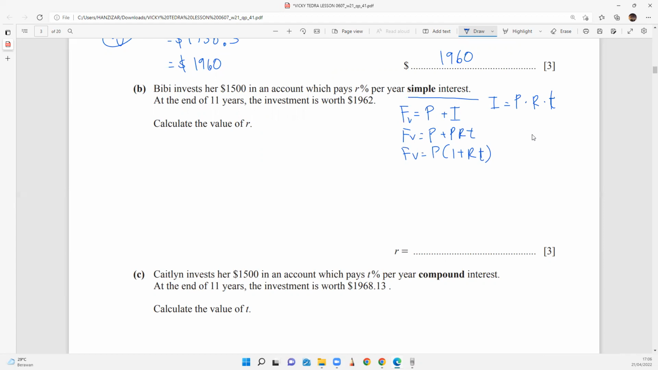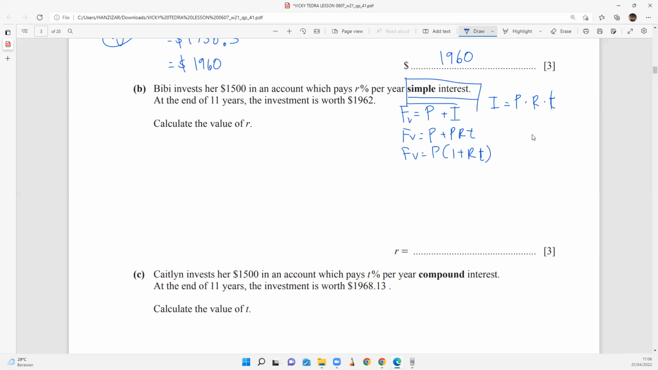What is meant by simple interest? The additional amount you are paid is always constant. Let's say R% interest per year. Let's say 1%. So in 1 year they get $15, right? 1% of 1,500 is $15. Second year the addition is 15 also. Third year 15 also. Fifth year is 15, and so on. So we use this other formula.